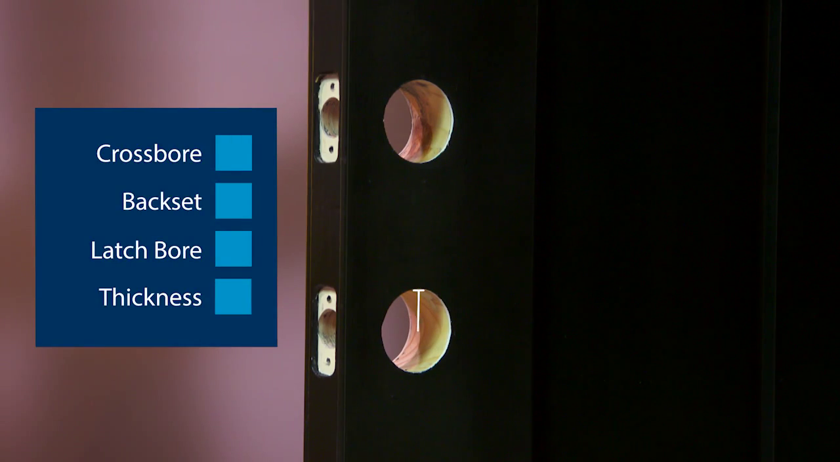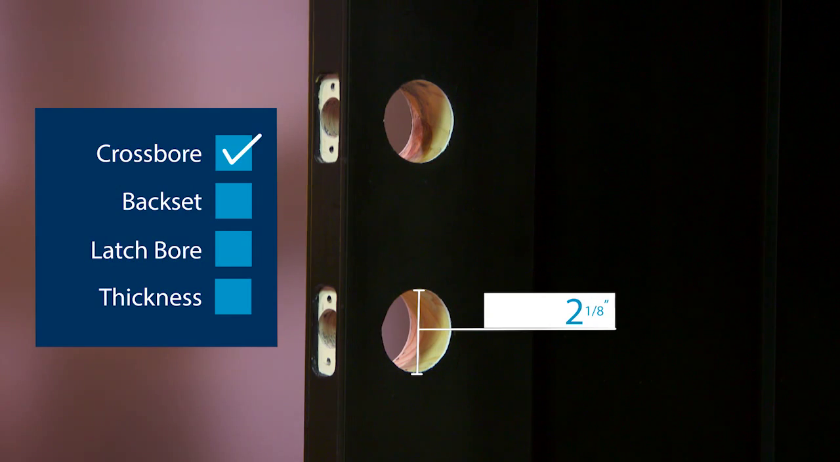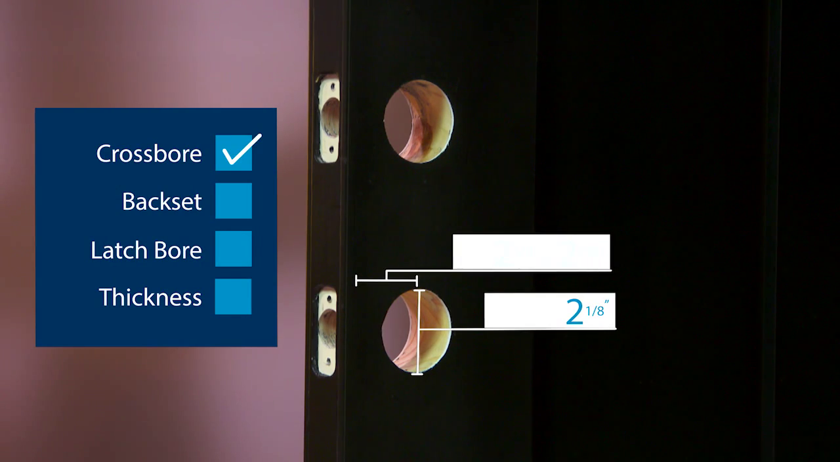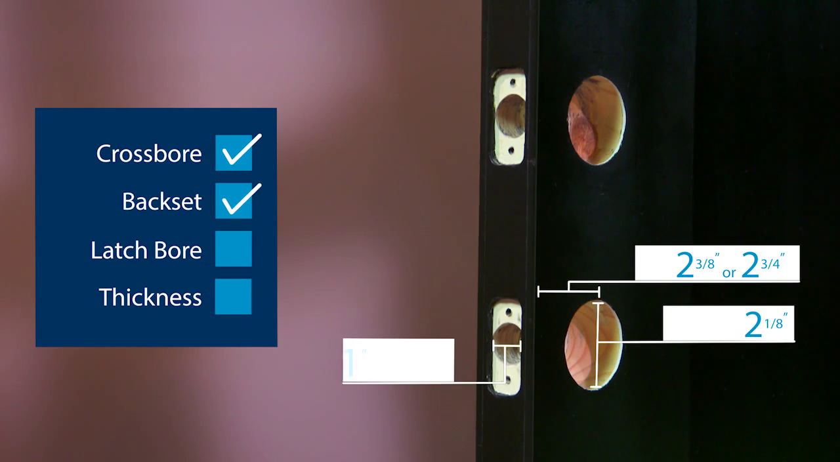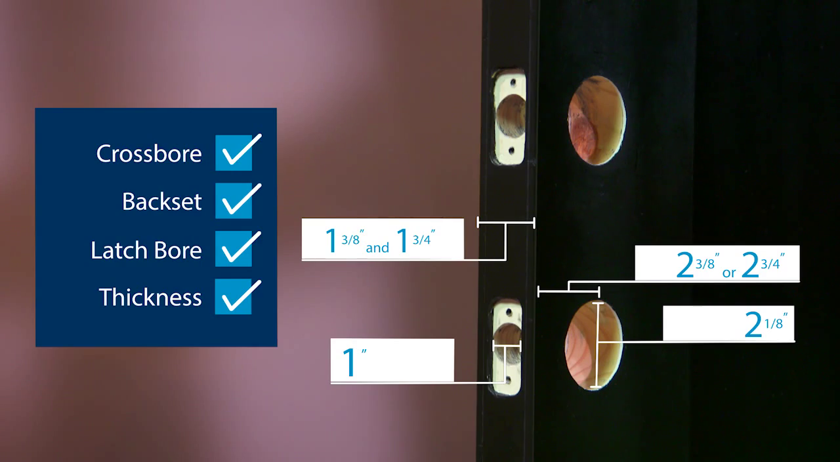installation. Check to make sure that the lock crossbore diameter measures 2 1/8 inches. The backset measures either 2 3/8 or 2 3/4 inches from the door edge to the center of the crossbore. The latch bore measures 1 inch in diameter. The thickness of the door is between 1 3/8 and 1 3/4 inches.